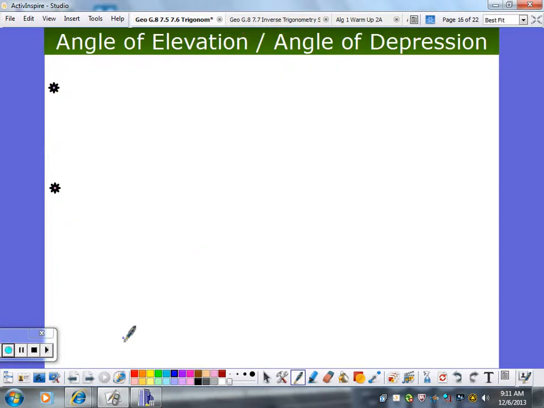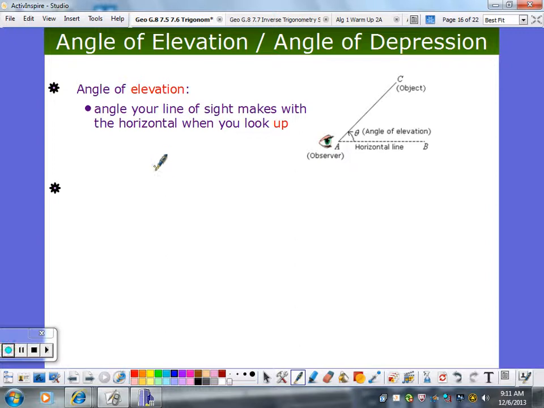Okay, this topic, angle of elevation and angle of depression. This is an awesome topic. These are applications of trig in real life. Now, what is an angle of elevation? If you're looking at something, here's your eyes, your line of sight, you're looking straight across, that's your horizontal. But then you have to look up at something. So this angle of elevation is the angle that you're looking up at some sort of object.